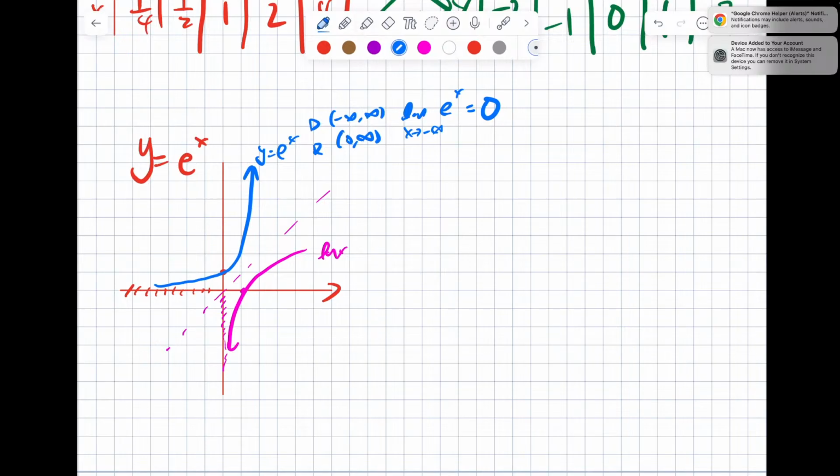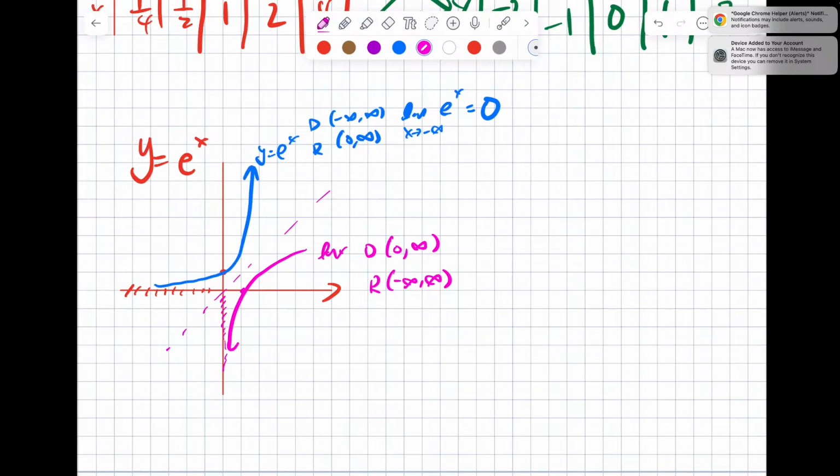Also, what's the domain of ln of x? What do you think? Be careful. The domain is 0 to infinity. The range is what? Negative infinity to positive infinity. Okay?